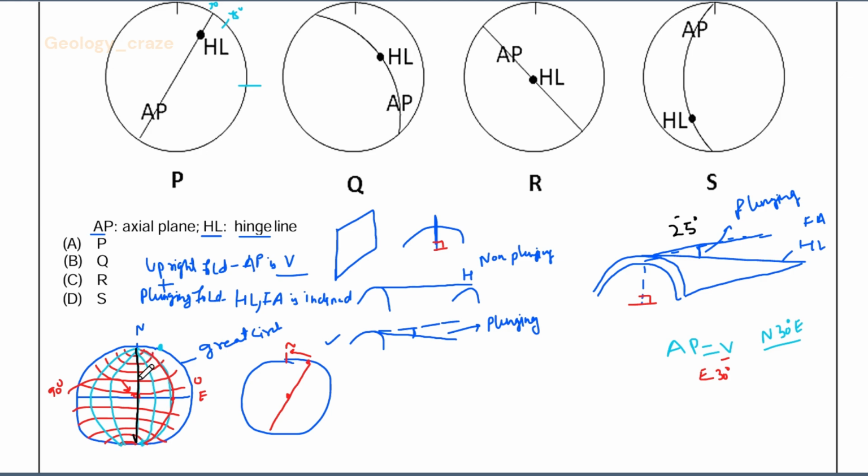So 10 20 or somewhere we will get. Now our line is rotated to this place, so our point will come here. This line represents the actual plane, and this point represents our hinge line or fold axis, or lineation. We will also measure it in a similar way.